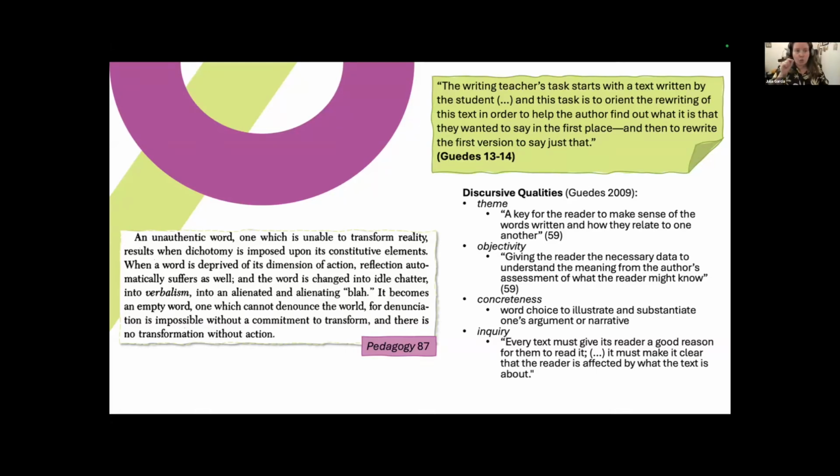Objectivity is, do you tell me everything that I need to know to follow what you want to say? Concreteness is how you substantiate your story or your arguments. So if you tell me something is sad, okay, sad is very vague. How do you make sad make sense to me if we're not the same person? So it has a lot to do with authority, writing for an audience. And finally, inquiry is, and he says this, every text must give its reader a good reason to read it. So what am I saying? That you have to listen, because I'm saying it, and it's going to make an impact. It's going to make a difference to you.